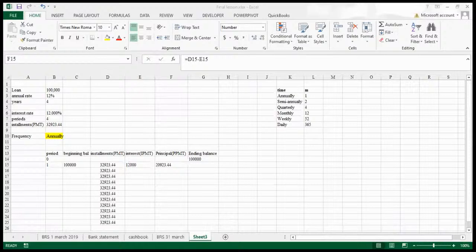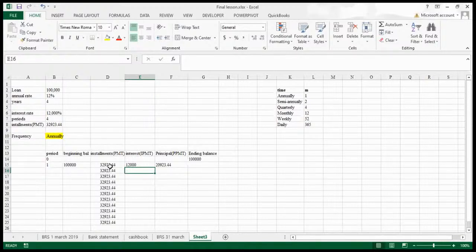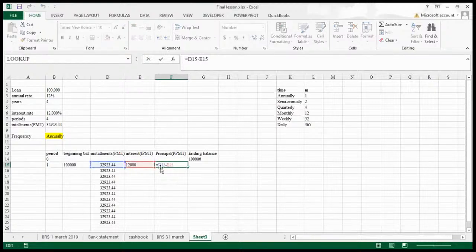So interest is equal to interest rate multiplied by the beginning balance. It is interest rate multiplied by the beginning balance. That is what I have here. If installment is equal to interest plus principal and I have interest, what is the principal? It is the installment minus interest. That is what I have here.